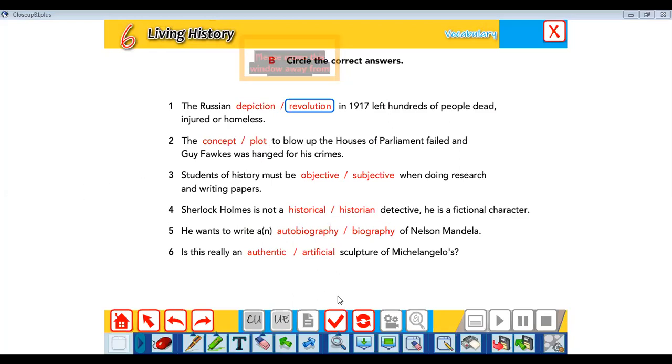It's okay. Number three. Who can answer number three? Yes, Amr Ahmed. Students of history must be objective or subjective. Yes, Ahmed. It will be objective, of course. So students of history must be objective. Number four, Sherlock Holmes is not a historical or historian detective. He is a fictional character.